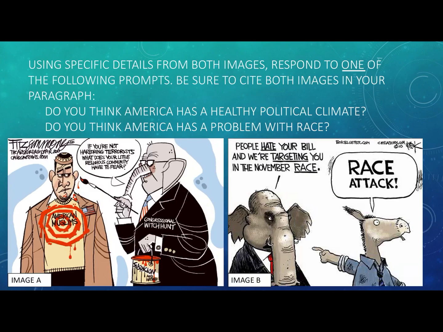Alright, so let's break down each image before we move on to talking about consensus and counterargument. Let's start with the first. Like I said, the elephant is an association with the Republican Party. You'll notice on the lapel of the suit it says a congressional witch hunt. The paint can says suspicion. There's a target around American Muslims. And the text at the top says, if you're not harboring terrorists, what does your little religious community have to fear?